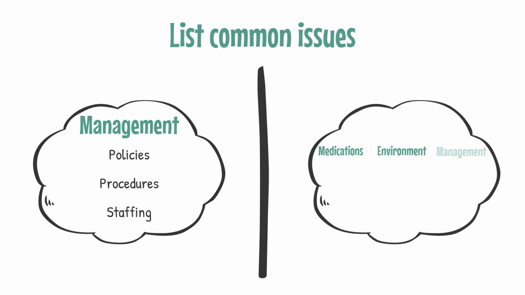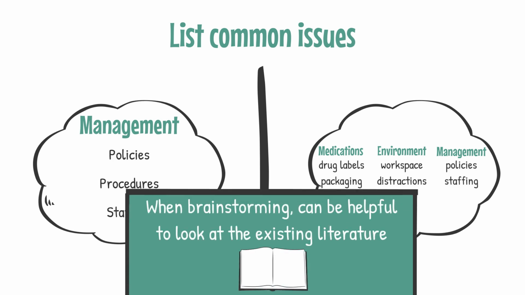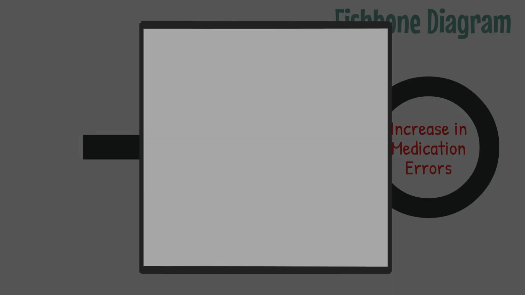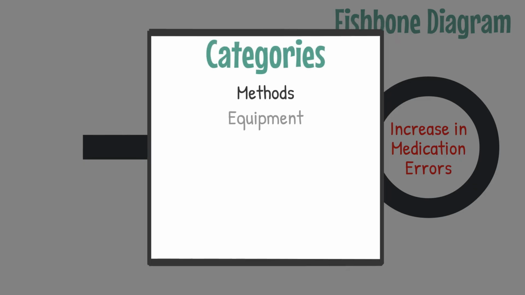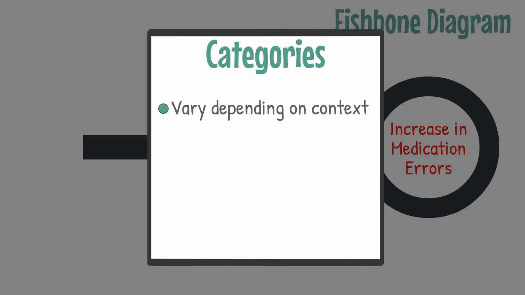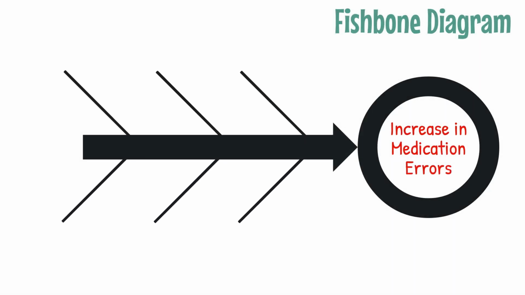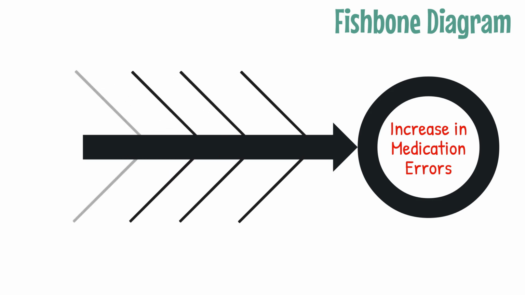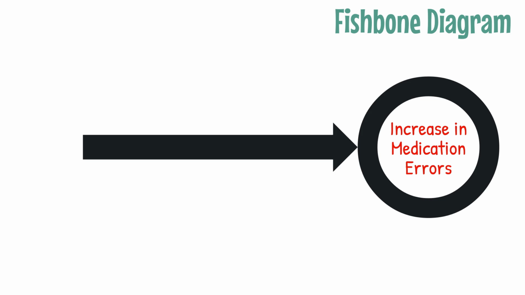Another approach is to select some initial categories that might be related to the problem and use those categories to start to brainstorm. When brainstorming, it can be helpful to look at the existing literature. Some commonly used categories include methods, equipment, people, materials, communication, the environment, and many more. The categories will vary depending on the context in which the problem exists, and you can add more categories if needed. Often, you will see this tool with 6 categories, but sometimes there could be less or more depending on the situation. Once your team has chosen the categories, those become branches off the horizontal line.